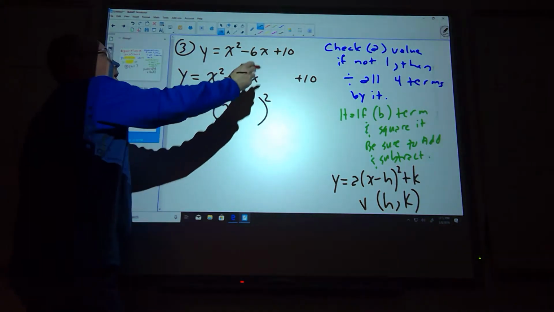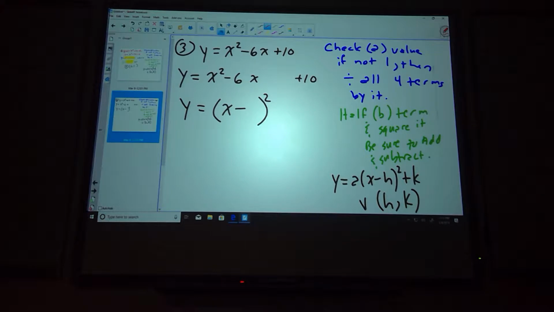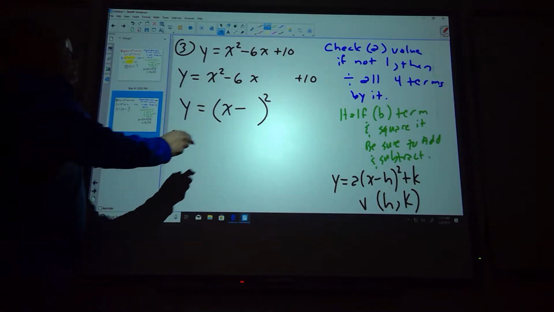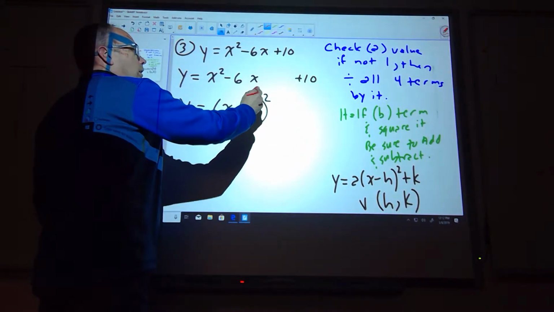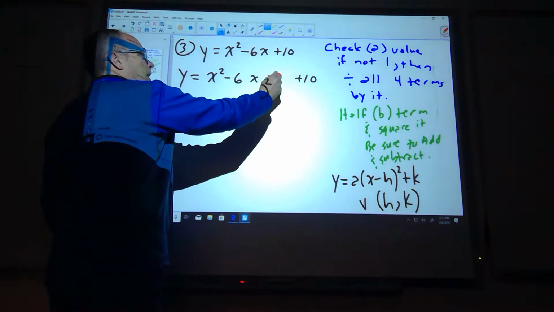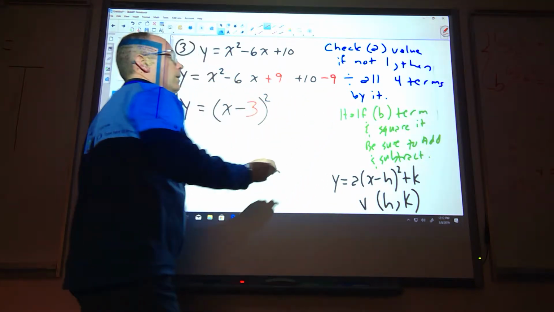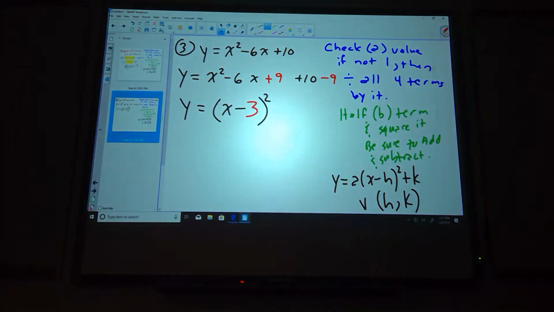All right, so I'm going to do what next? It's in the green. So what's my B term, Adler? 6x. Just 6, it's just the number. Yeah. So what's half of 6? 3. So that goes here. I'm going to square it, and I get what? 3 squared is? If I add it, what else do I do? Subtract it from over here. Okay? We answered, done all those questions so far?